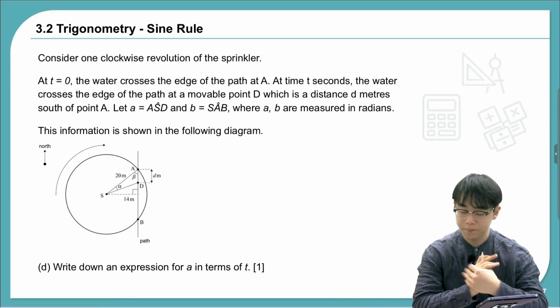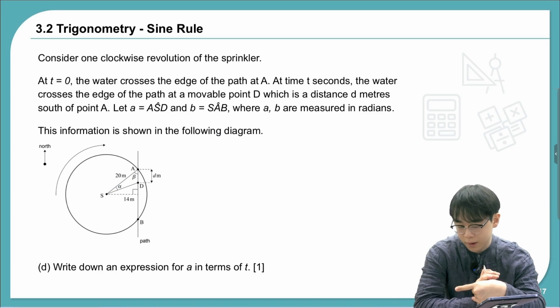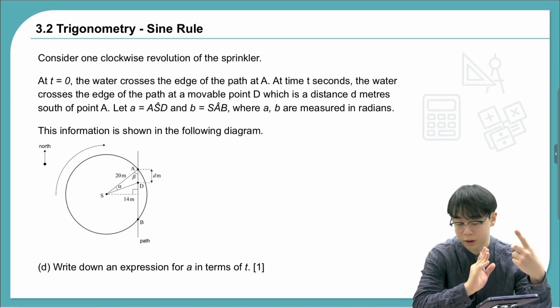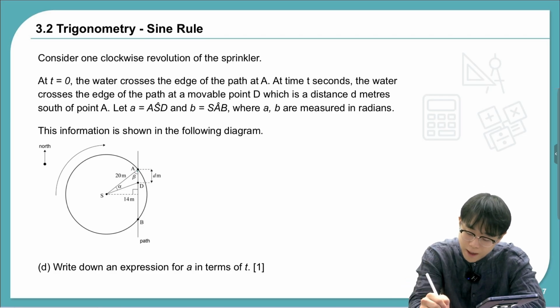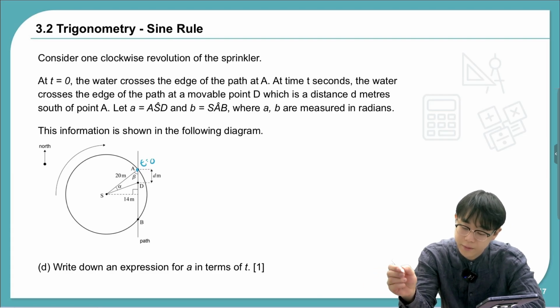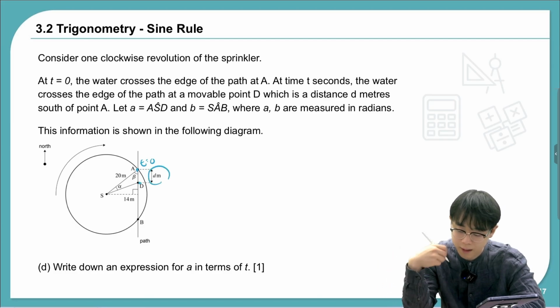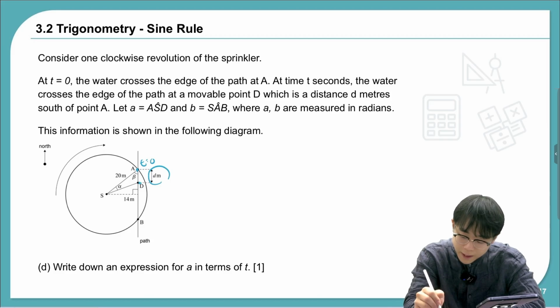Now let's move on to D. So let's say the sprinkler has one clockwise revolution, and at t equals 0, the water is crossing the edge of path A. So this is when t is 0. And t seconds later, it's moved to point D, and the distance d is vertically south of A. And we have angle ASD is alpha, and angle SAB is beta. So alpha and beta are shown in this diagram here.